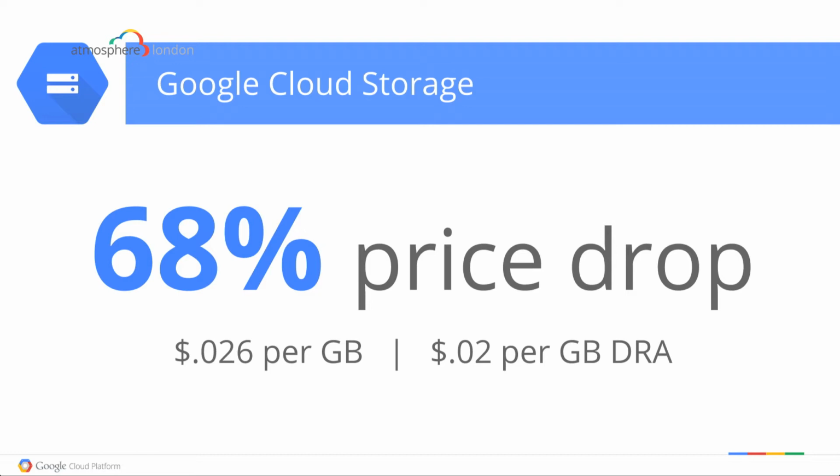It's now 2.6 no matter what you store. That price is cheaper than the tiered rate, even after the price drop of our largest competitor. So you can put in a gigabyte of data, you can put in hundreds of petabytes of data, you will pay a flat 2.6 cent per gigabyte. Or if you want what we call durable reduced availability, where we store it in fewer data centers, it's down to 2 cents per gigabyte.